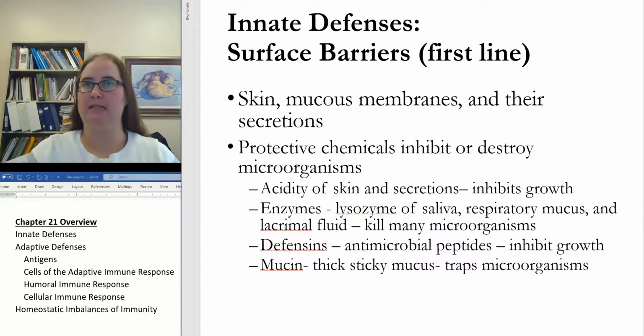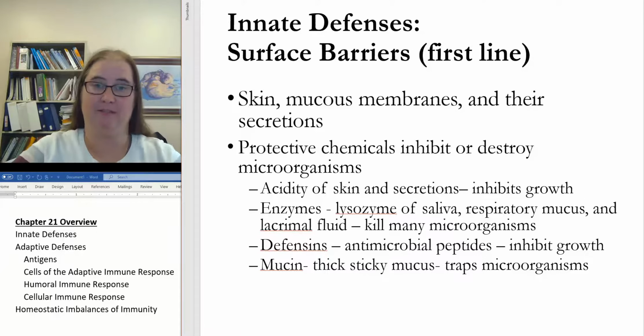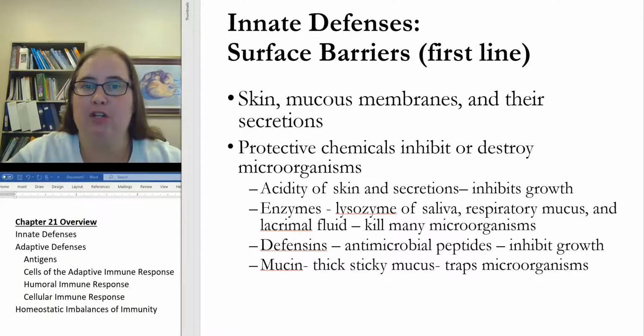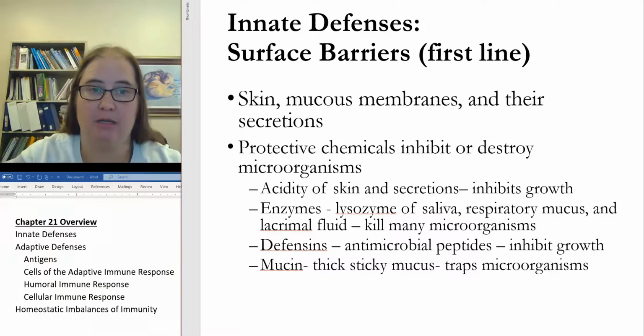They're the easiest to explain and understand, and then we get into the more complex adaptive defenses. So our first line of attack is our skin. Our skin serves as a perfect protective mechanism, and one of the reasons is that our skin actually has a slight acidity to it.